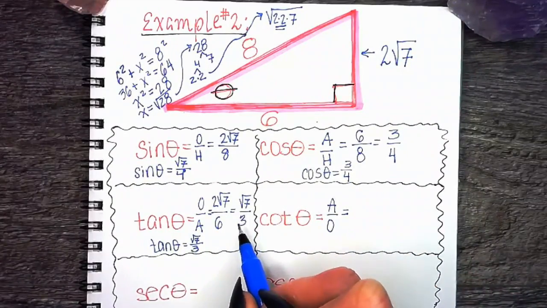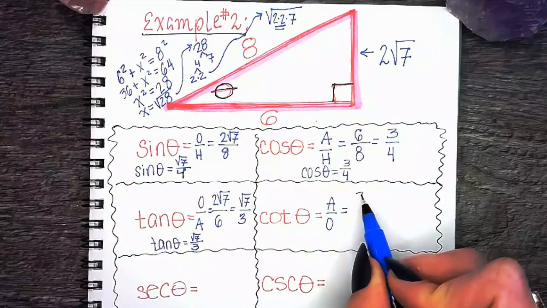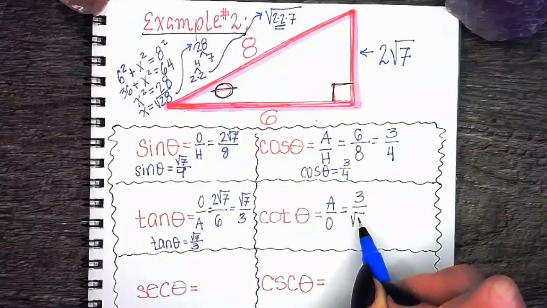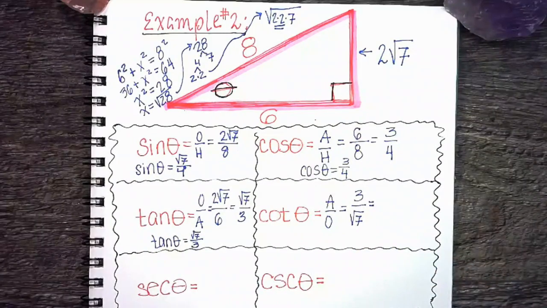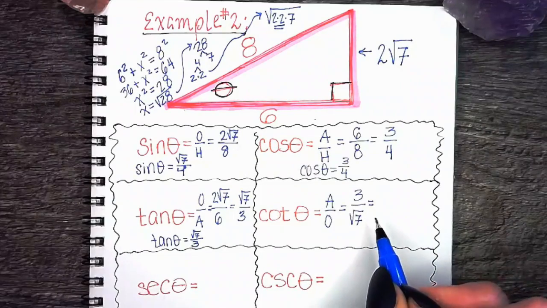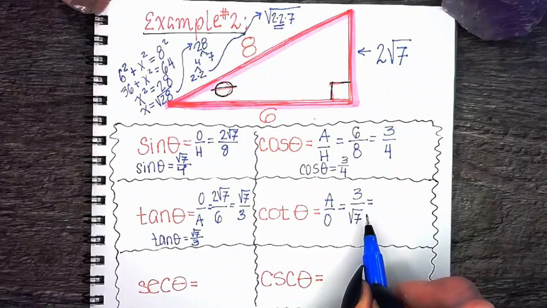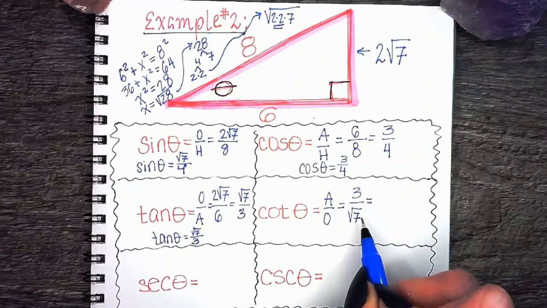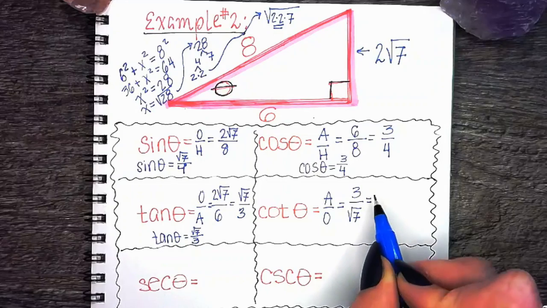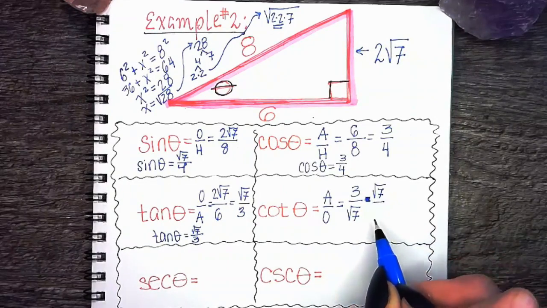Now my final answer for tan theta was radical 7 over 3. That means cotangent will be 3 over radical 7. While it's reduced, it's not rationalized. We need to rationalize our denominator. What do I need to multiply on top and bottom by? We need to multiply on top and bottom by radical 7. When you multiply on top and bottom by radical 7, you're really multiplying by what number?